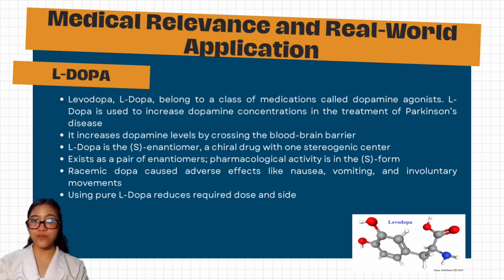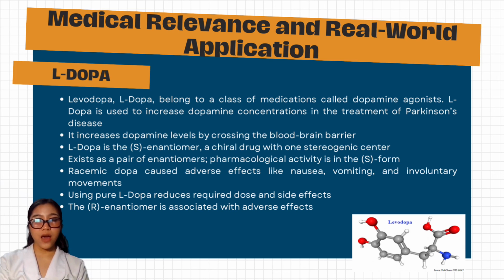The initial use of racemic dopa for Parkinson's treatment led to several adverse effects, like nausea, vomiting, and involuntary movements. However, the use of pure L-dopa, the S enantiomer, significantly reduced the required dose and minimized these adverse effects, as the pharmacological activity resides solely in the S enantiomer, while the R version causes the side effects.